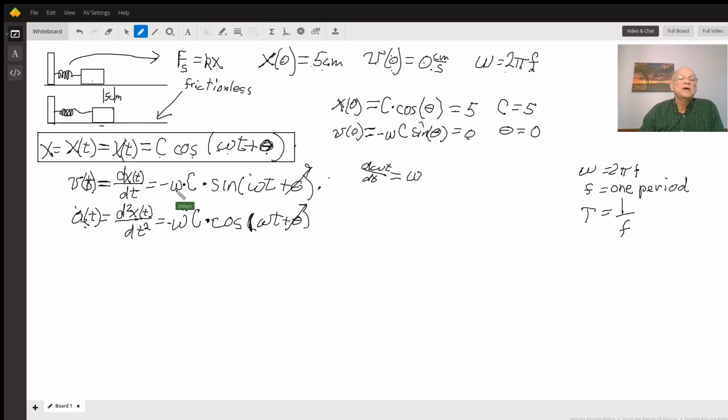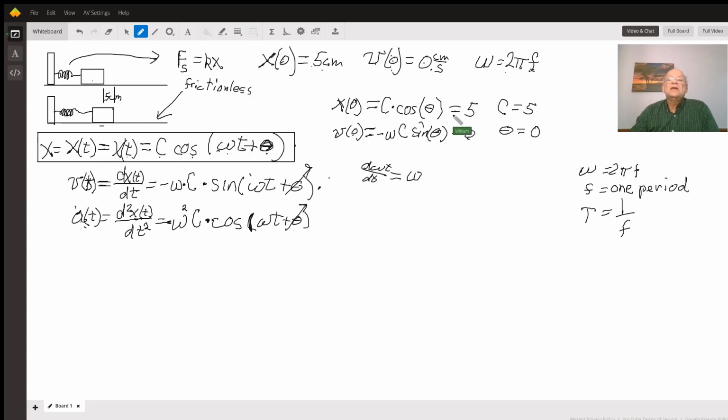So I put the omega out here, and we do it again for the acceleration. And so you'll end up with another omega out here, and it'll go from sine to cosine. It goes from cosine to sine to cosine, and there's a minus sign that follows from the velocity.